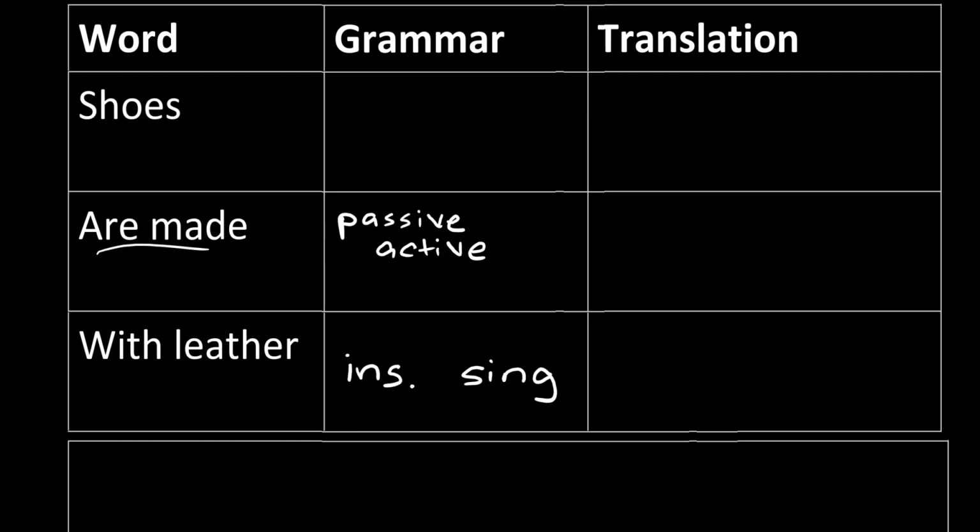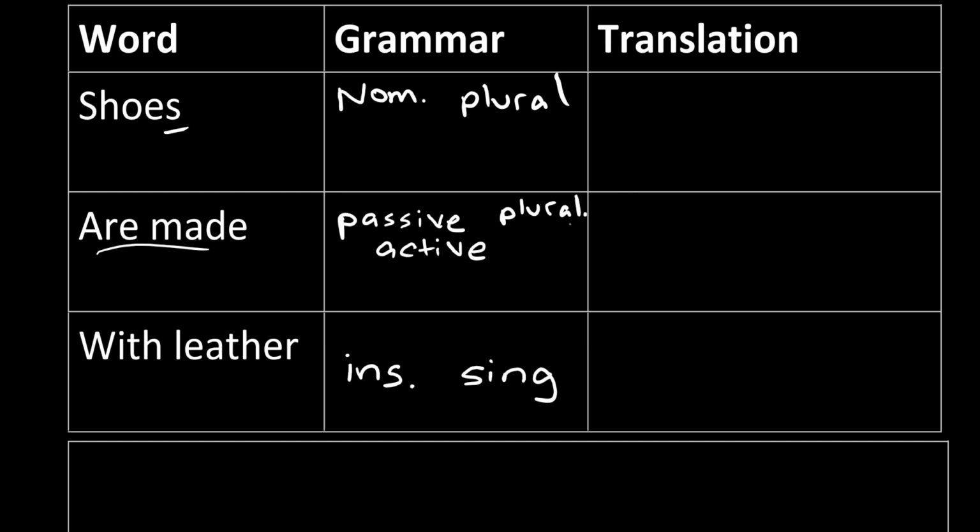Since the shoes are being made here, the shoes is going to be nominative. This is plural here, so it's going to be nominative plural. Since the shoes are being made, the verb is also going to have to be plural, and it's going to be third person because the shoes are being made. So we have that.